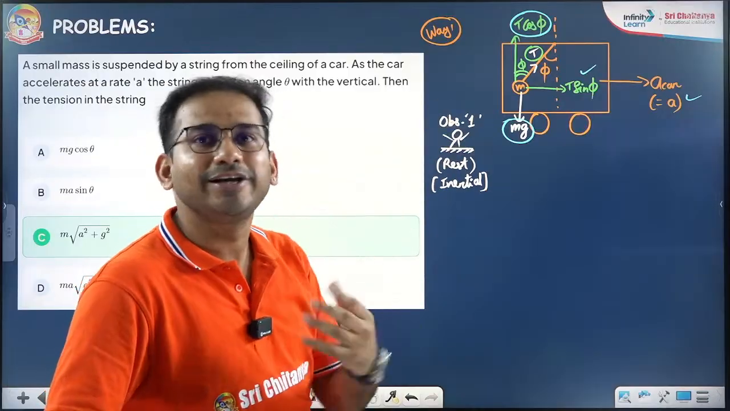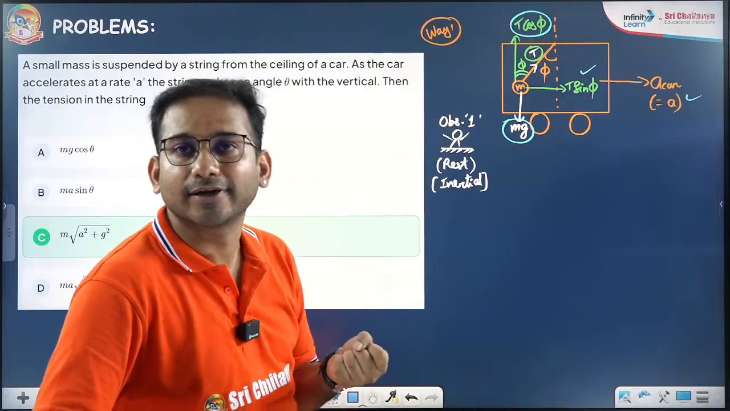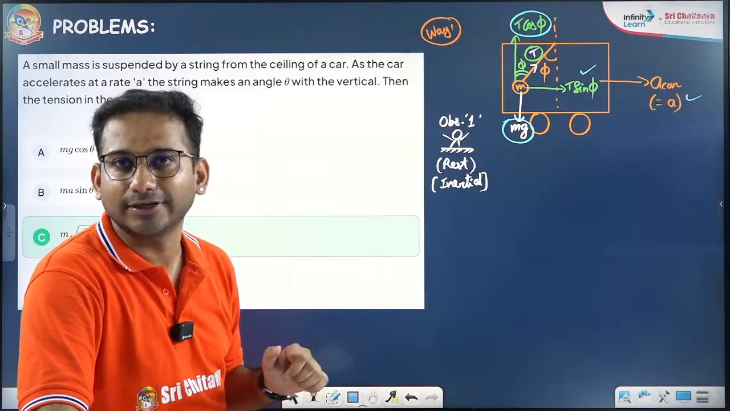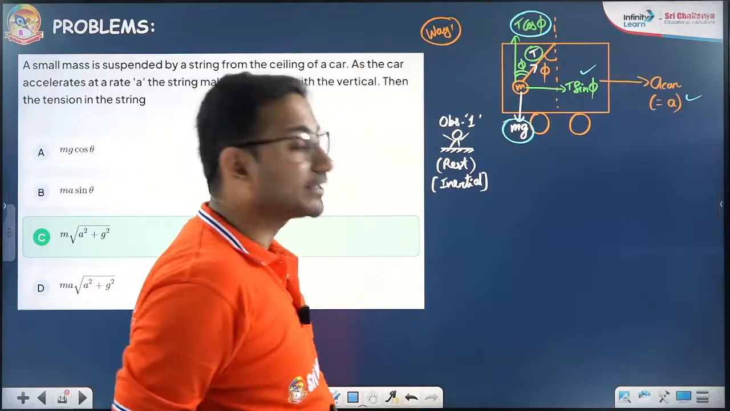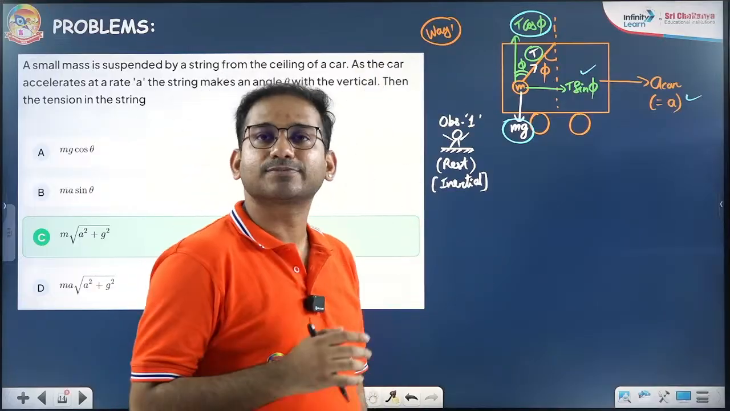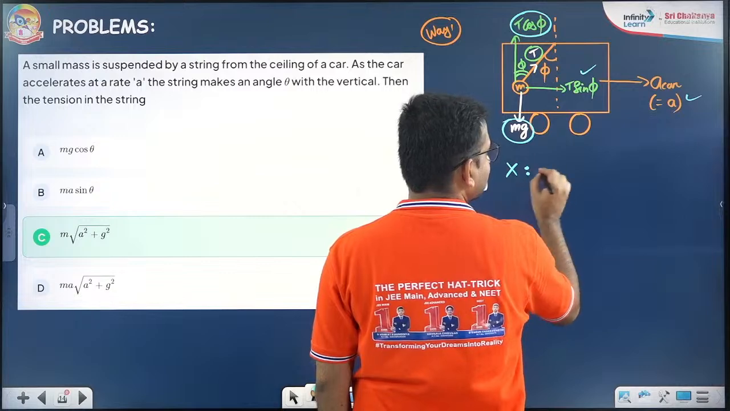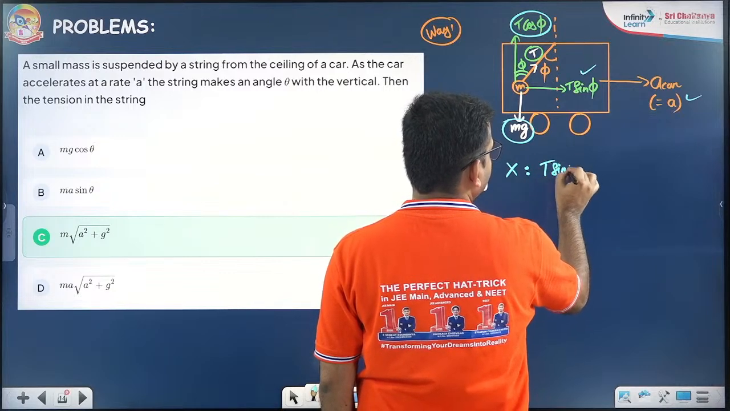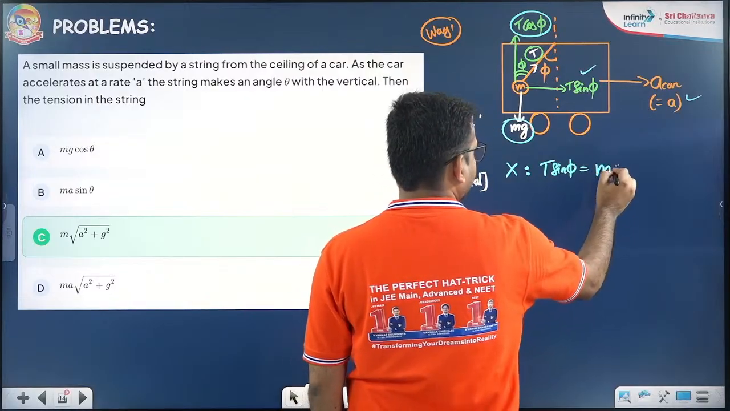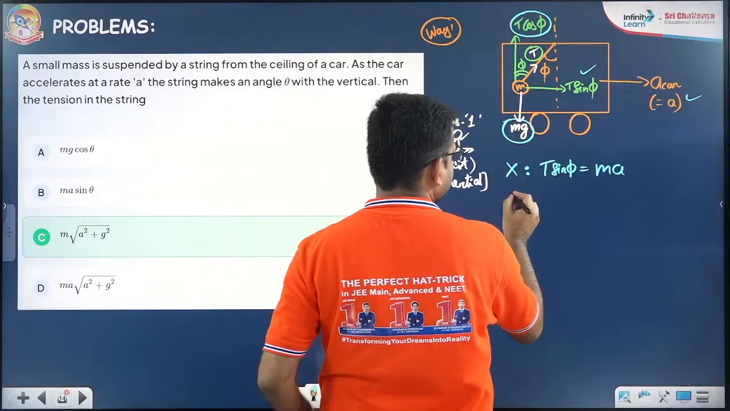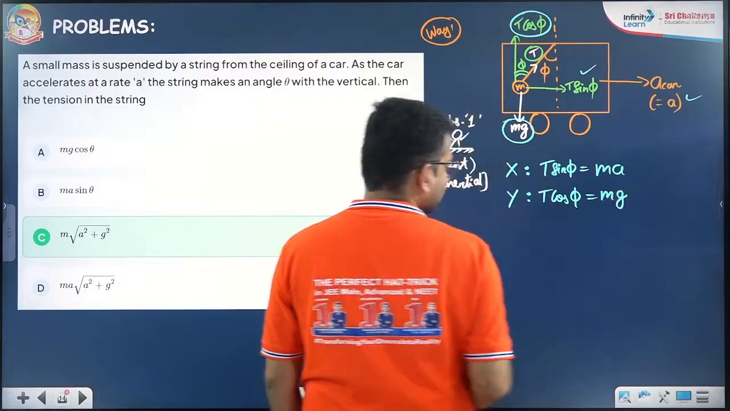But on the bob, the only force acting is due to the string, the tension, which will have a component in the horizontal direction. Gravity will not have any component in the horizontal direction. So one component of tension is responsible to balance gravity, as there is no acceleration in the vertical direction, and the horizontal component of tension is responsible to give you that A. So in the x-axis, I will say T sin phi will be equal to mA. In the y-axis, I will say T cos phi will be equal to mg.